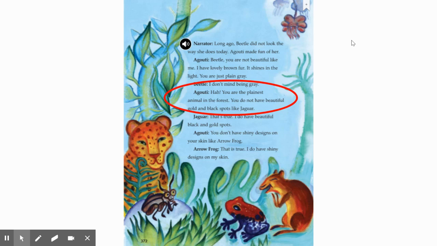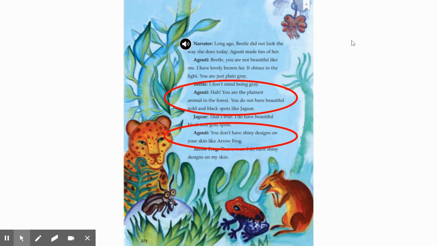Let's continue on. I think there are even more examples of Agouti not being nice to Beetle. There again, they say you do not have shiny designs on your skin like Arrow Frog. So Agouti is comparing Beetle to other animals and saying that she is not as pretty or not as beautiful as the others. Is that kind, second graders? No, that can be really hurtful.